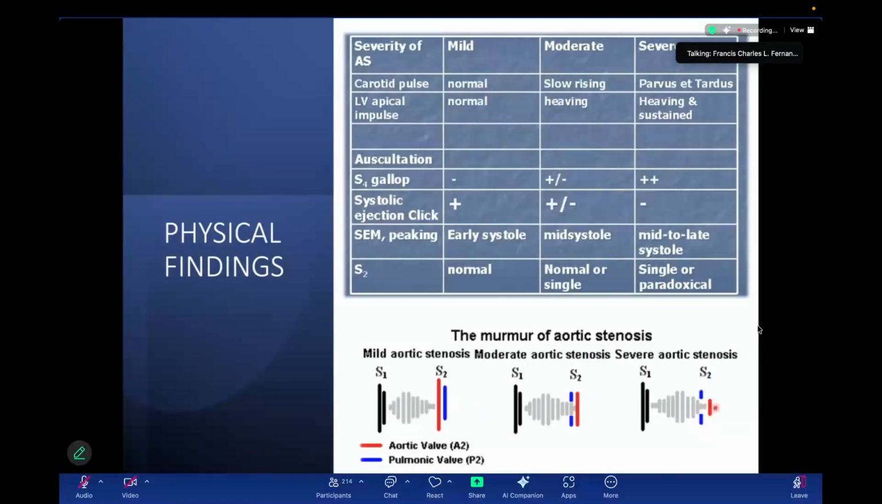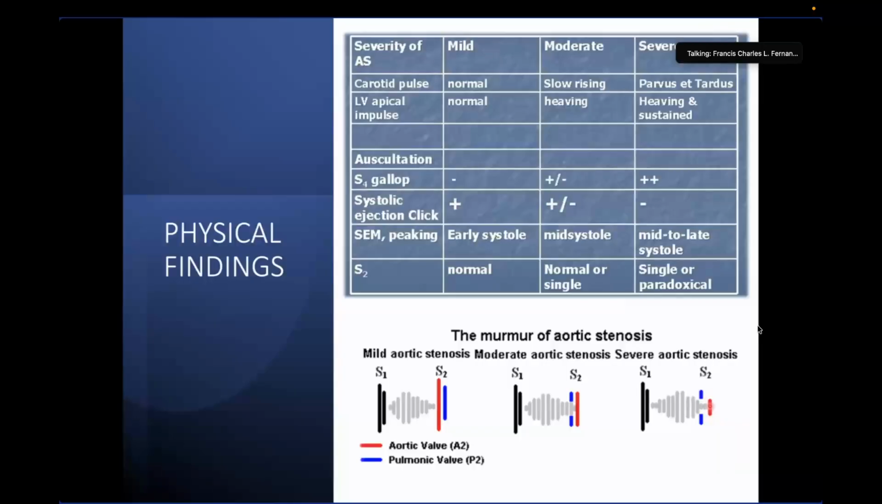The pulmonic closes ahead of the aortic valve because it is too small, too tight. So you see the intensity of the S2, the A2, the aortic valve, and then it becomes paradoxical when it's moderate, and it becomes widely more paradoxical in its severe form. So you see the intensity of the murmur, early crescendo-decrescendo, then mid, and then later on hollow, and then it's louder and higher pitch. So the murmur is a bush, bush, bush.